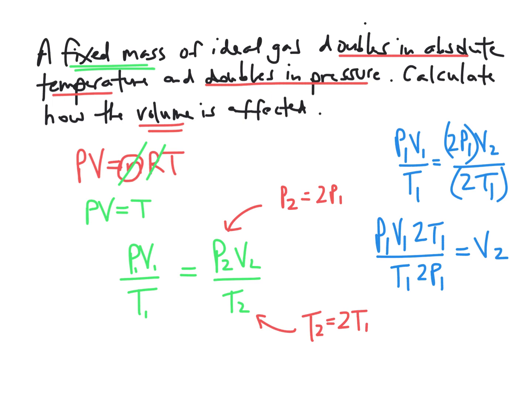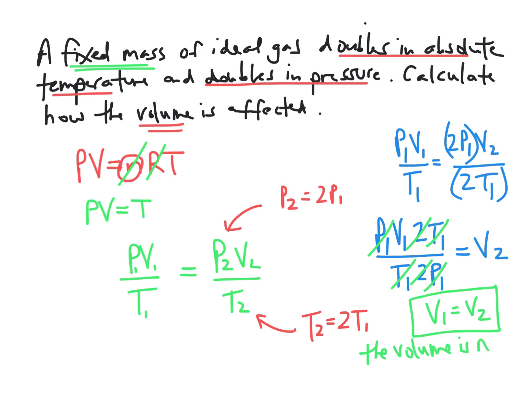Let's cancel things out of that equation that are redundant. So T1 cancels with T1. P1 cancels with P1. 2 cancels with 2. So what are we left with? We're left with V1 is equal to V2. And lo and behold, what does that mean? It means the volume is not affected. The volume is not affected.